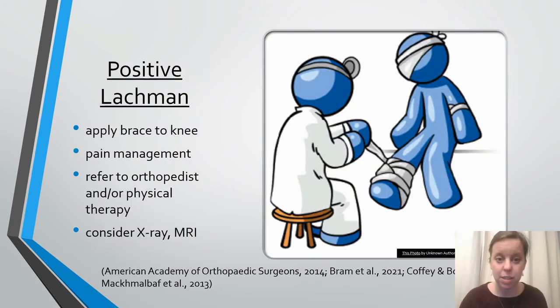If we have a positive Lachman, then we want to apply a brace to the knee, we want to offer good pain management, and then refer these kiddos to an orthopedist or to a physical therapist. It's controversial whether or not we order an x-ray or an MRI right away because we know the risks of imaging for kids. So the strongest recommendation is to just go ahead and refer to an orthopedist.